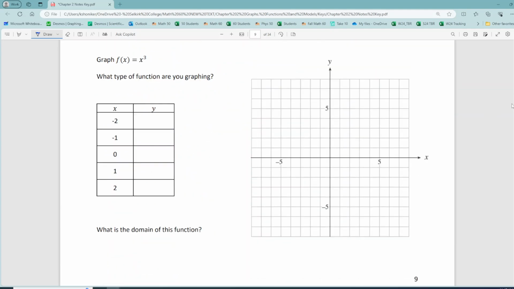All right, this next one, this is y equals x cubed. So whatever I put in for x, I'm going to cube it. So this is going to be y equals negative 2 cubed, which is going to give me negative 8. Negative 1 cubed is negative 1, 0 cubed is 0, 1 cubed is 1, 2 cubed is 8. Let's graph it and then talk about this function. A little flattening out there.